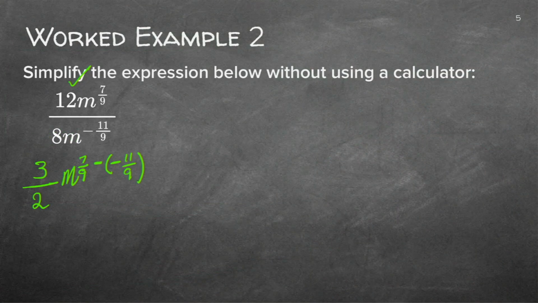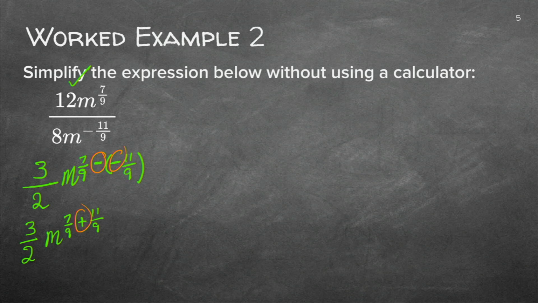So you will have here 3 over 2 m to the power of 7 over 9 plus 11 over 9. Why is it 11? Why is it a plus actually now? Because you have two negatives there. So you have this negative and this negative there. So when you multiply them together, they give you a positive sign.